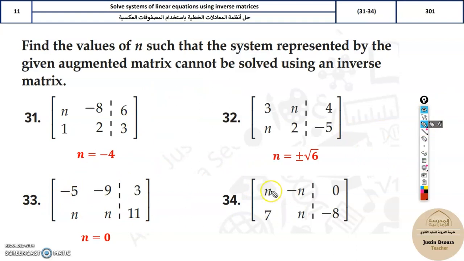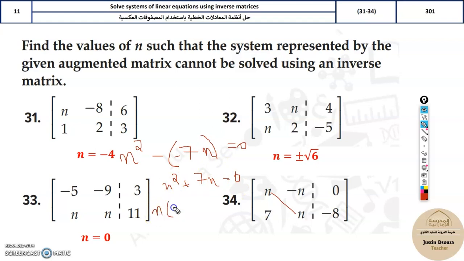Now, over here, the last one has 3n. So I'll solve this quickly. It'll be n squared minus 7, and this also will have a minus, equals 0. So it is n squared plus 7n equals 0. If you're directly solving it, you can take n common out, so you will remain with n times n plus 7 equals 0, and either n is equal to 0 or n is equal to negative 7.